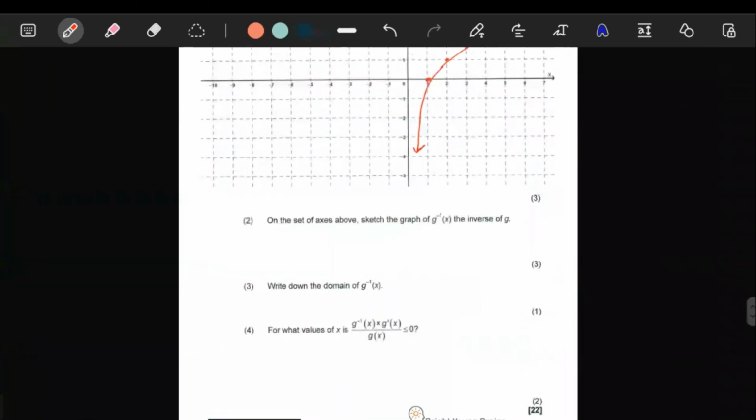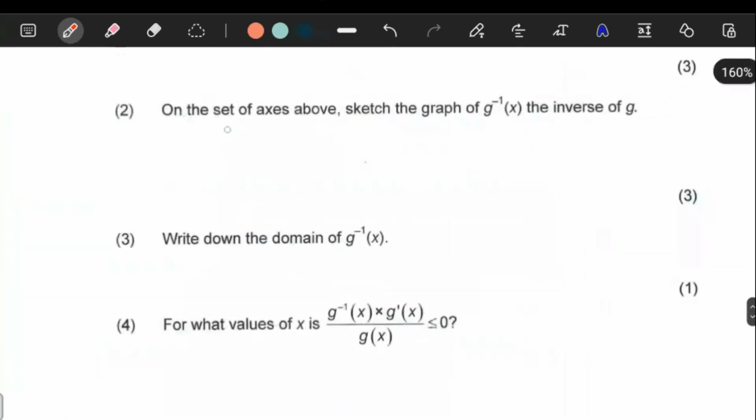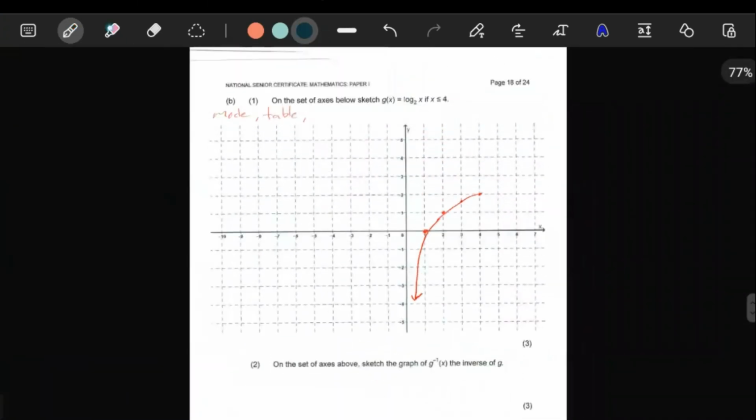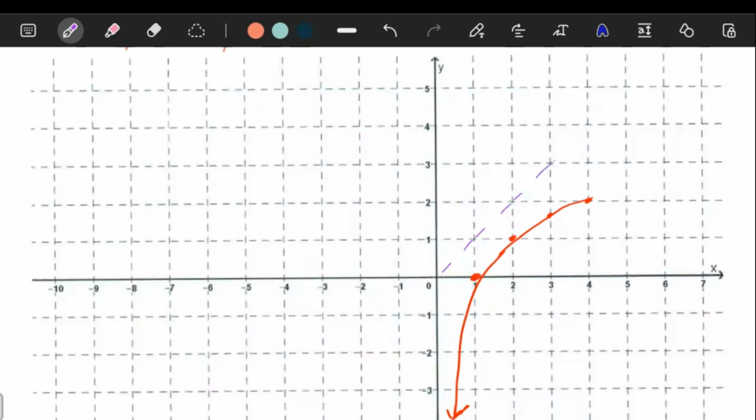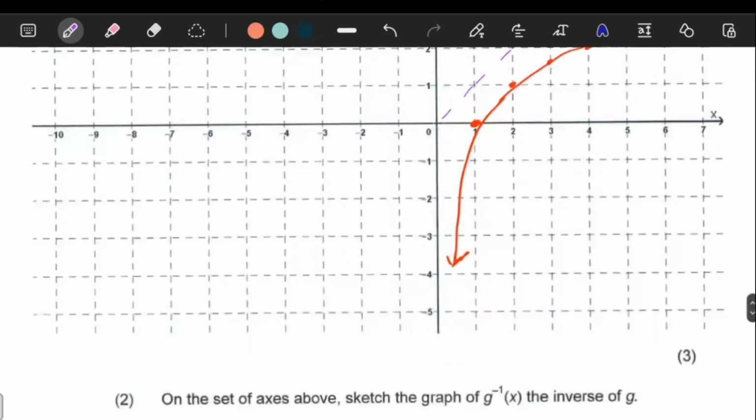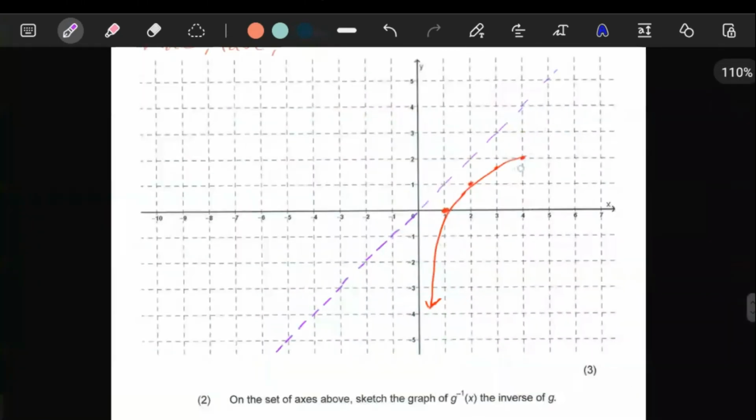Nothing crazy, nothing major. They say it here now, on the set of x's above, sketch the inverse. So sketching the inverse, you just have to know where your line of inverse is. This is your line of inverse. As long as you know where it is, drawing the inverse of your graph, you always have to just mirror the points. So this point here is going to be over there, because it has to be the same distance from your line. This point here is going to be somewhere over there.